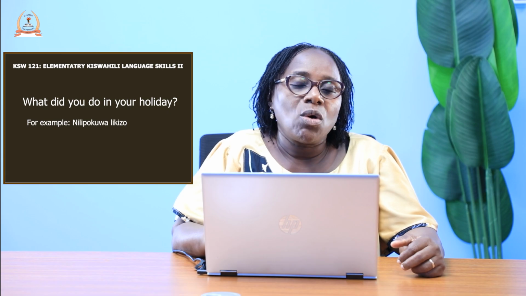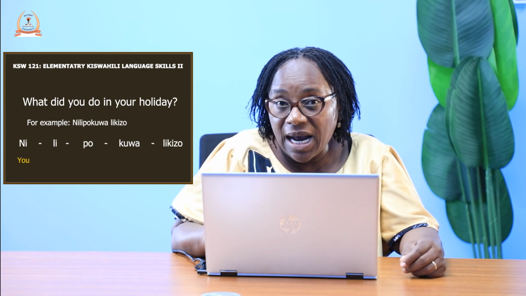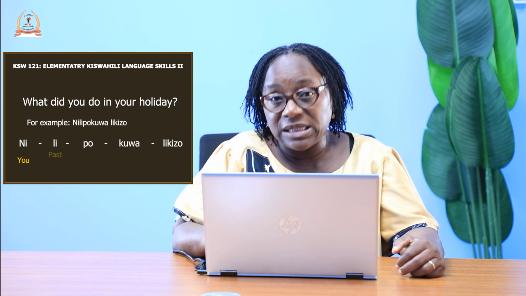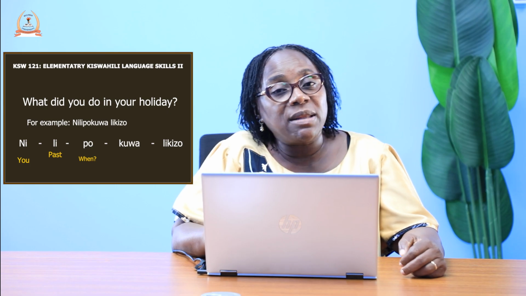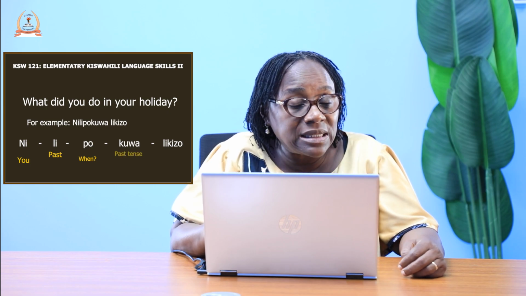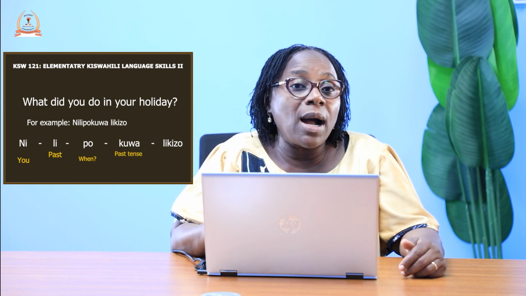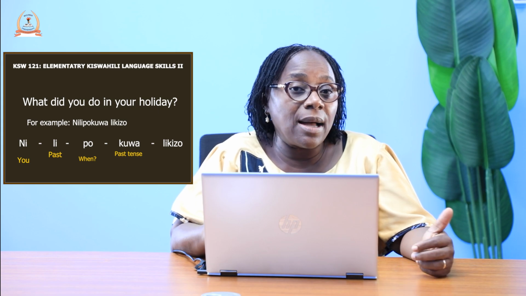The first one, for example, nilipokuwa likizo. The ni is for I, mimi, the agreement. The li is the past tense. And the po is when. And the kuwa, do you remember that verb to be? The past tense. Okay? Nilikuwa mwanafunzi. Nilikuwa daktari. Nilikuwa mtoto. This is I was. So we just infix po. It's just when I was.